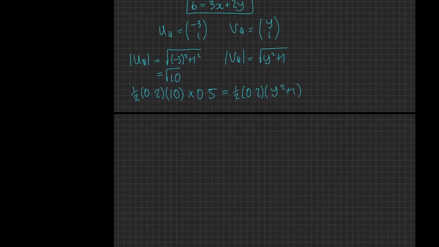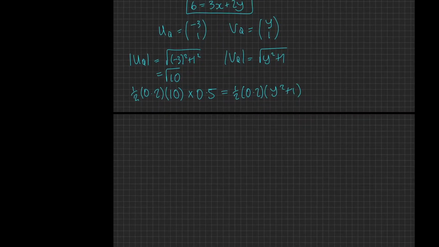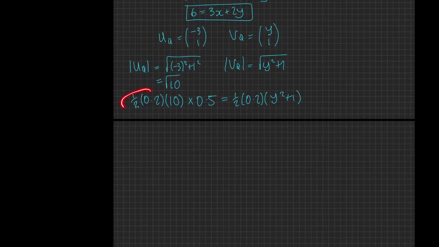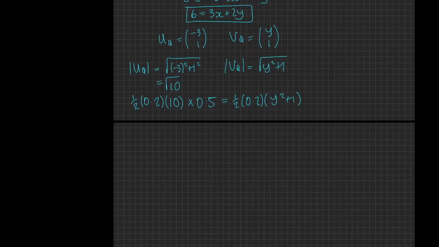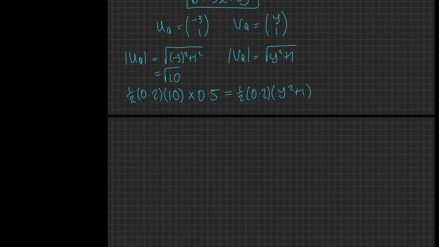Now that we've got this nice kinetic energy equation at the bottom, we can use it to solve for y, because as you can see, y is the only variable in here. And then once we've got y, we can use this equation to work out x. So let's have a look. The first thing to easily notice is that the half times 0.2's cancel out. So what do we get? A half times 10, so 5, equals y squared plus 1. y squared equals 4, so y is equal to plus or minus 2.